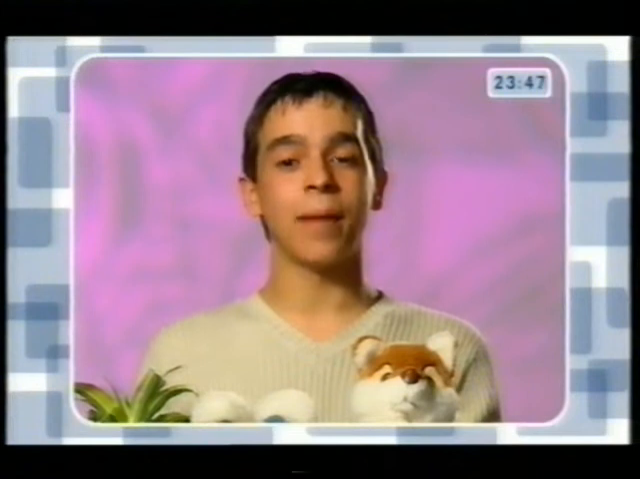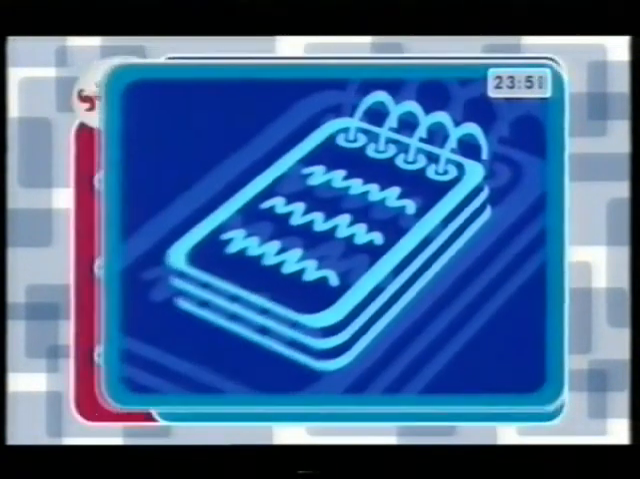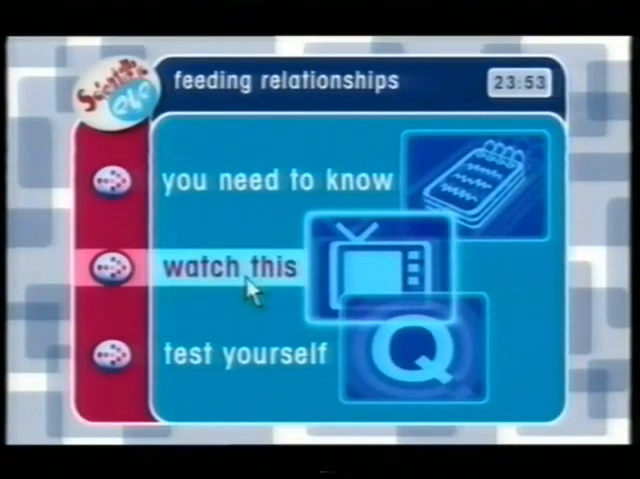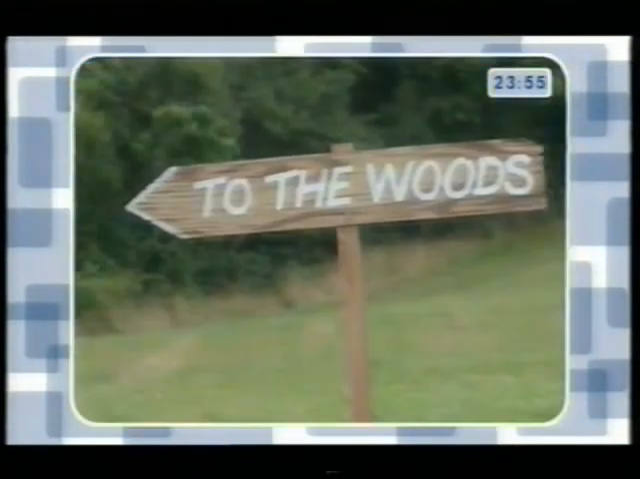Food chains and food webs illustrate feeding patterns. You need to know how to use them and how the number of plants and animals in a food chain can be shown as a pyramid of numbers. Watch this.